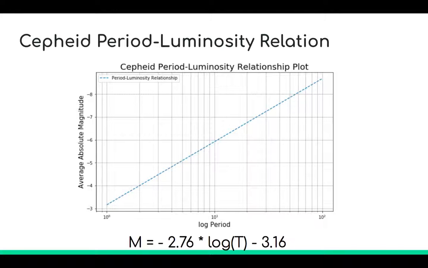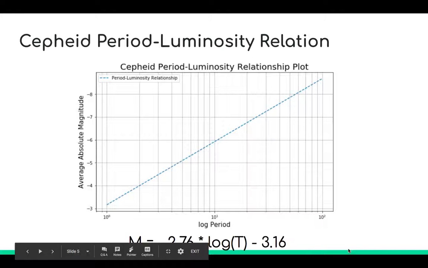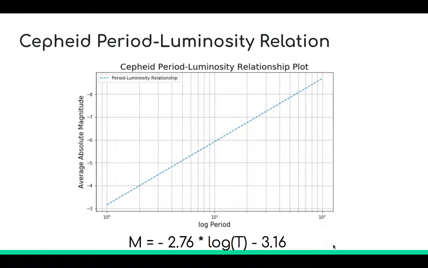Here is a period luminosity relation of a Cepheid variable star that was originally discovered by Henrietta Swan Leavitt. And the equation for the magnitude is m equals negative 2.76 times the log of the temperature minus 3.16.